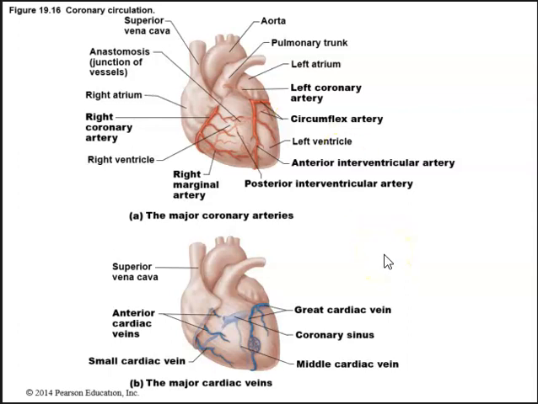With regards to our major cardiac veins, posteriorly we see the coronary sinus, and then we have the different veins that also form tributaries into the coronary sinus. We have the small cardiac vein, we have the middle cardiac vein posteriorly, and then we have this great cardiac vein that will also drain into the coronary sinus.